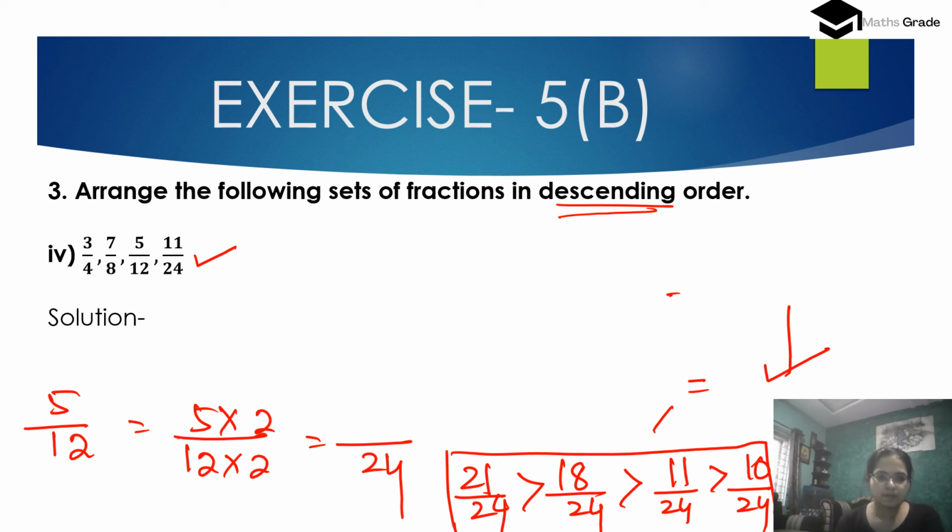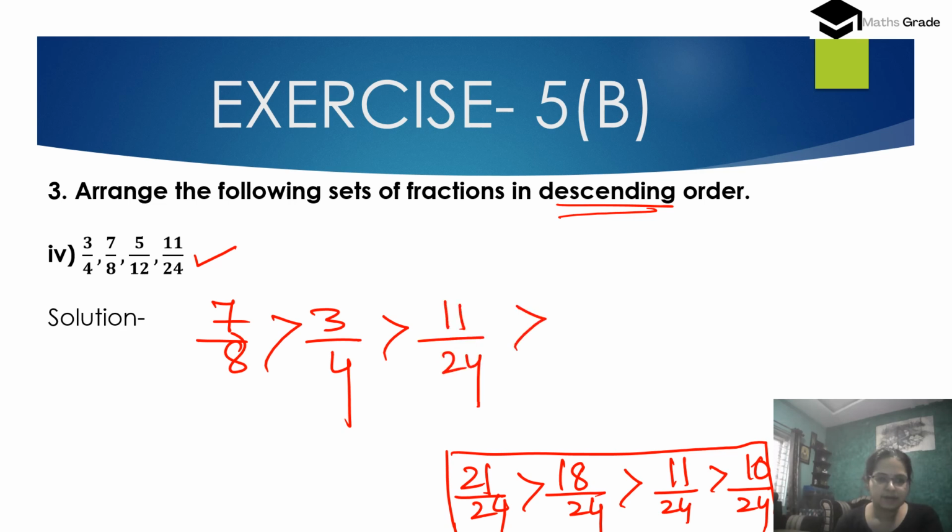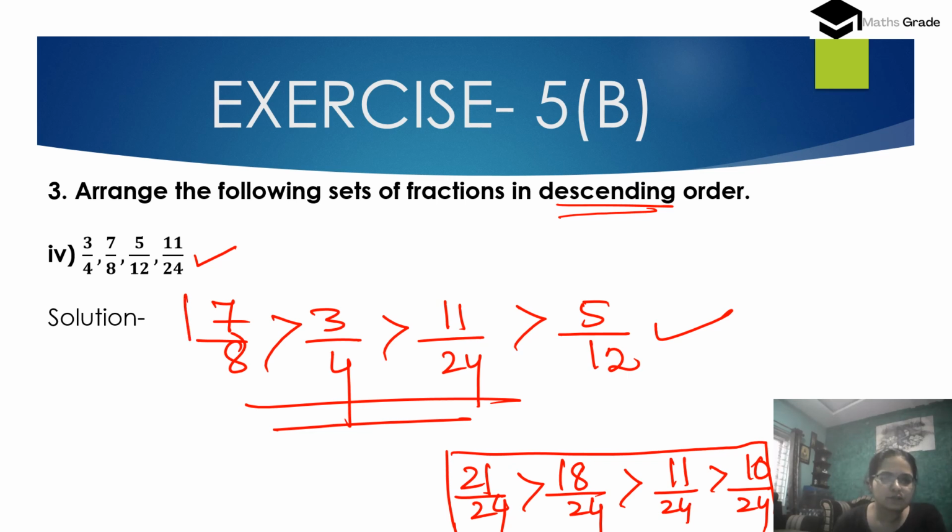Now 21 divided by 24 is the equivalent fraction of 7 divided by 8, and 18 divided by 24 is the equivalent fraction of 3 divided by 4, and 11 divided by 24 is the equivalent fraction of 11 divided by 24, and 10 divided by 24 is the equivalent fraction of 5 divided by 12. So this is how we arrange the sets of fractions in descending order.